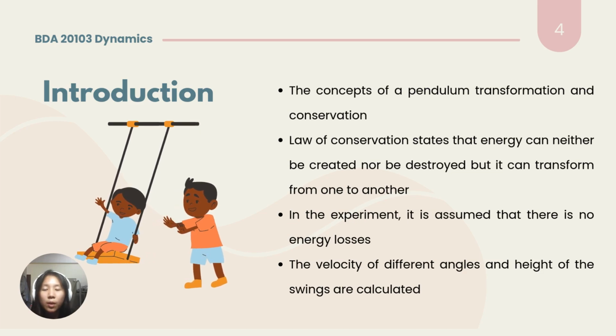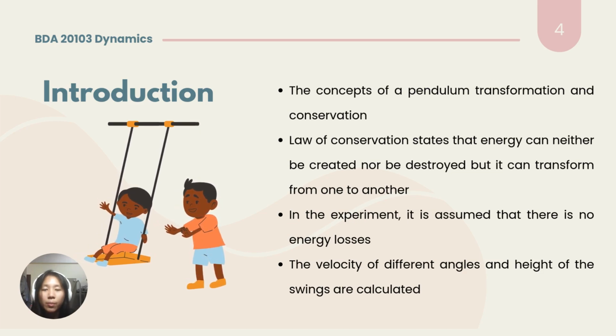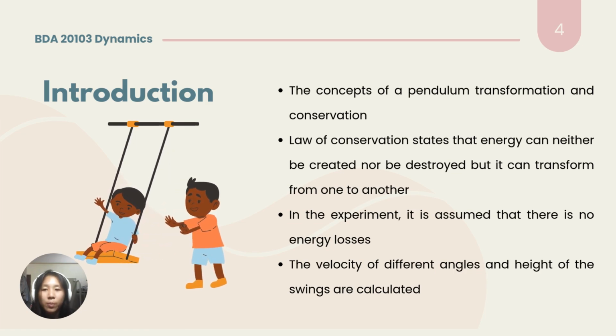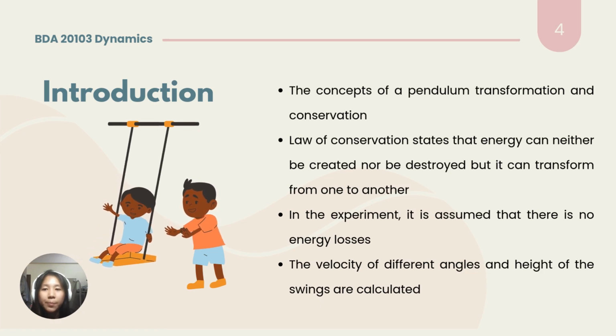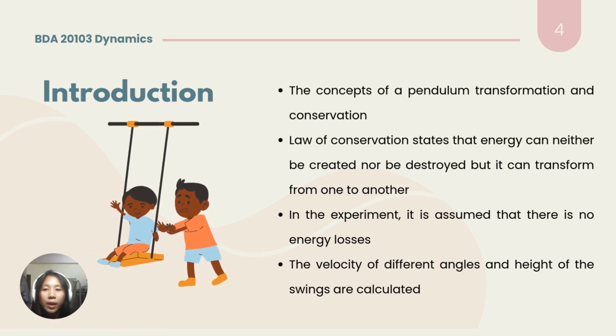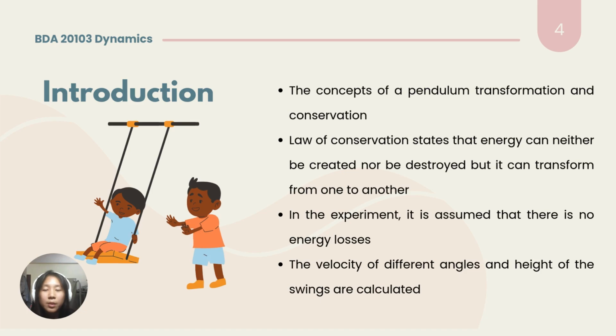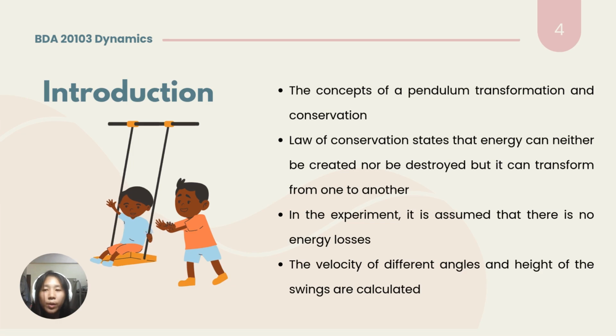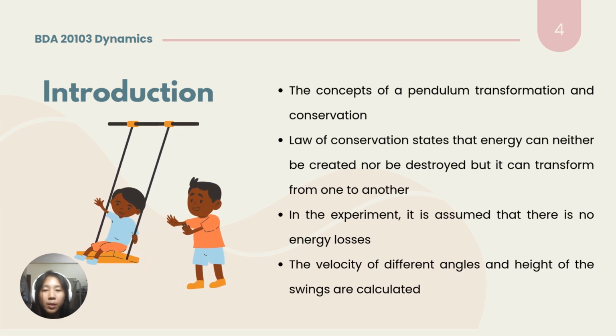As we know, a swing is common playground equipment that provides a real-world example of how energy is transformed and conserved in a dynamic system. The swinging of a pendulum is a famous illustration of simple harmonic motion. So we apply the same idea of a pendulum to the swing.